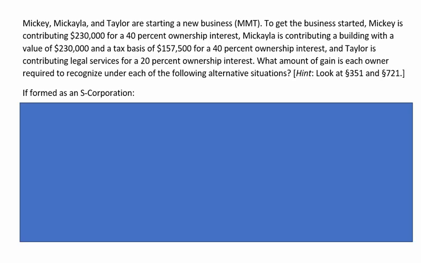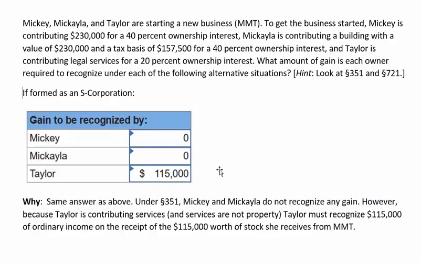Okay, now I've repositioned the screen again so we see the question, and now we're going to tackle the question of what's the gain that we need to recognize, or each owner needs to recognize if this is formed as an S corporation. Let me remove that. And you can see now Taylor has to record $115,000.